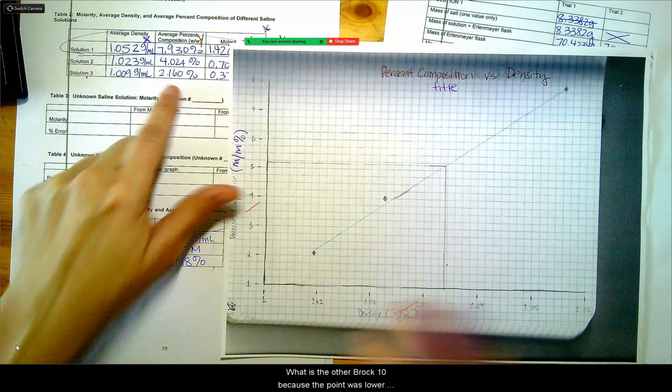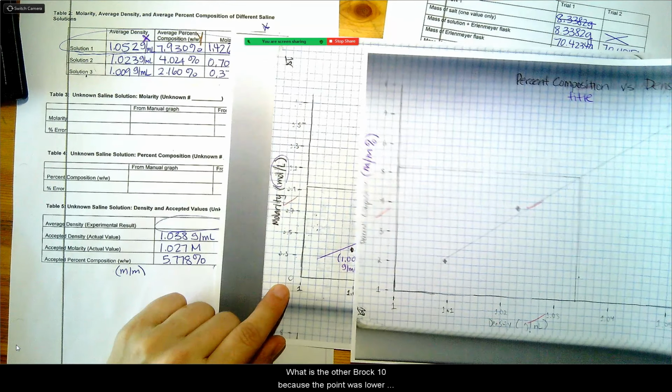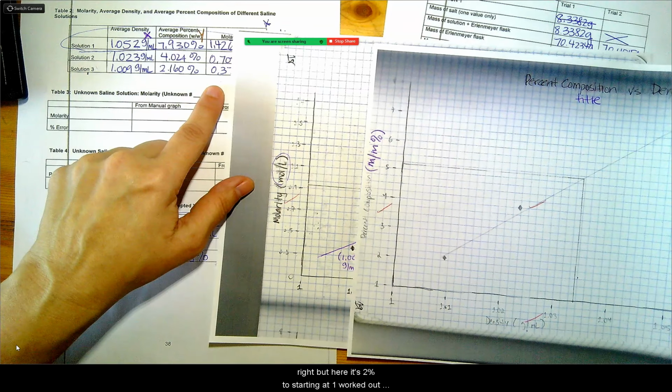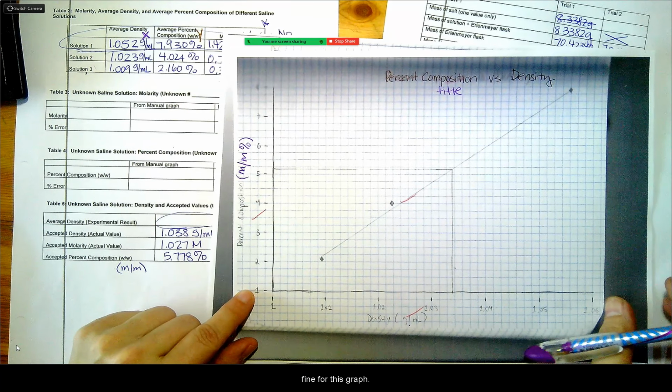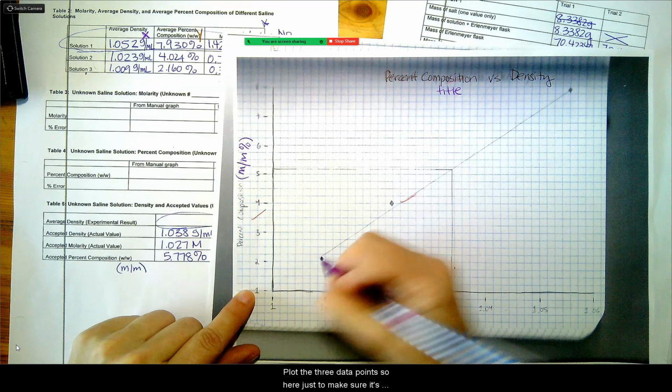Okay, so I'm going to start that one. Notice the other graph started at 0 because the point was lower, right? But here it's 2%, so starting at 1 worked out fine for this graph. Plot the 3 data points.